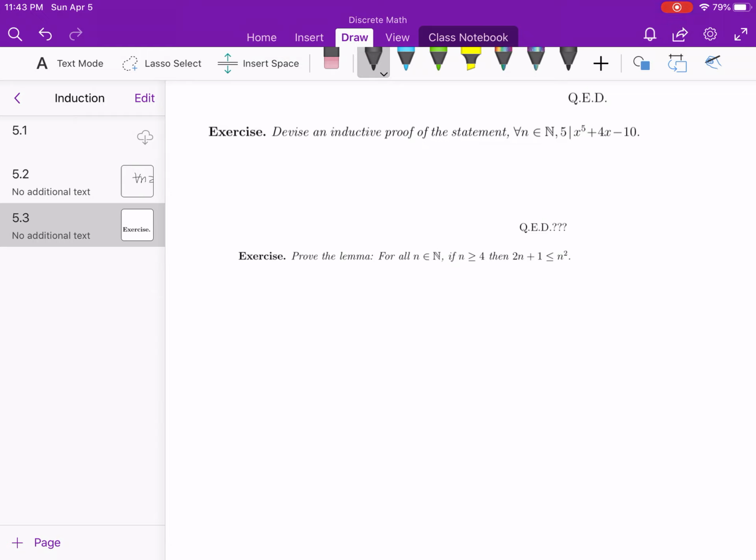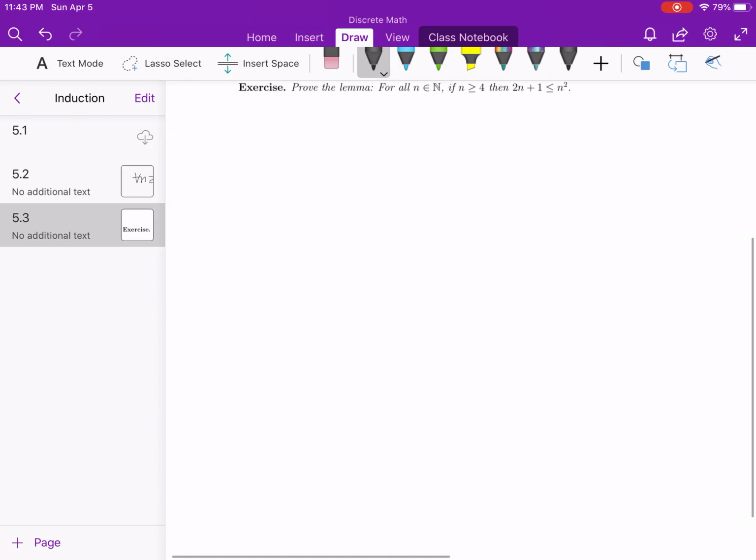I will make a note on this one right here. This is not quite right. This should actually say 5 divides n to the 5th plus 4n minus 10, and we'll do that when we actually do it down here. So induction is what we're going to use. I want to prove that for all integers n, 5 divides that expression right there, n to the 5th plus 4n minus 10.